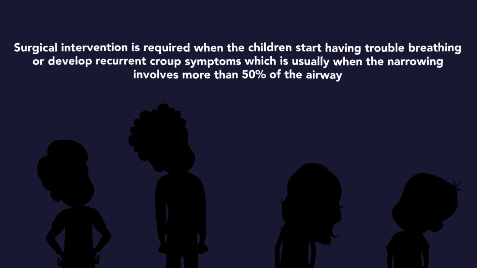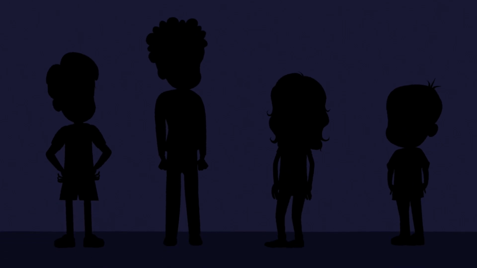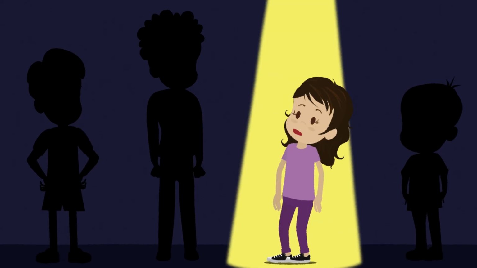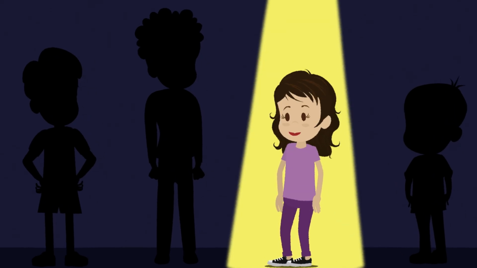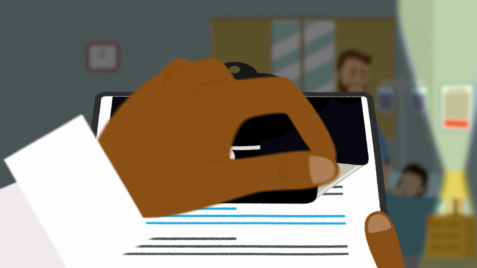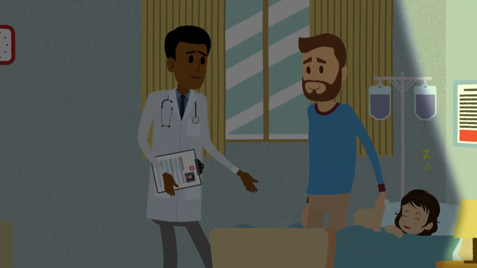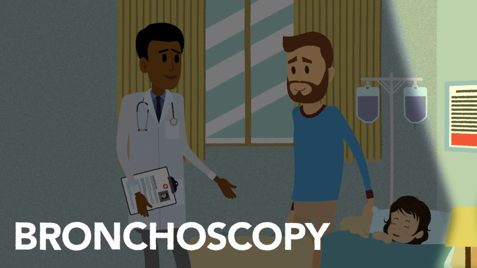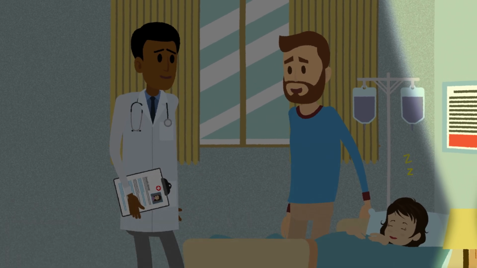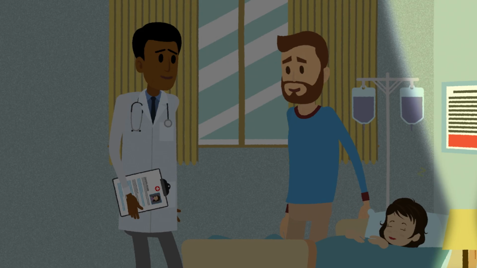Surgical intervention is required when the children start having trouble breathing or develop recurrent croup symptoms, which is usually when the narrowing involves more than 50% of the airway. These interventions are complex, and treatment is individualized to address each child's anatomy. Depending on the cause of narrowing, children may already have a tracheostomy tube in place, which is incorporated into the surgical plan. Children with stenotic airways will typically undergo examination of the upper and lower airways while asleep in the operating room, a procedure called bronchoscopy. This will help determine if the child is a candidate for airway repair, as well as help plan the extent of the surgery.